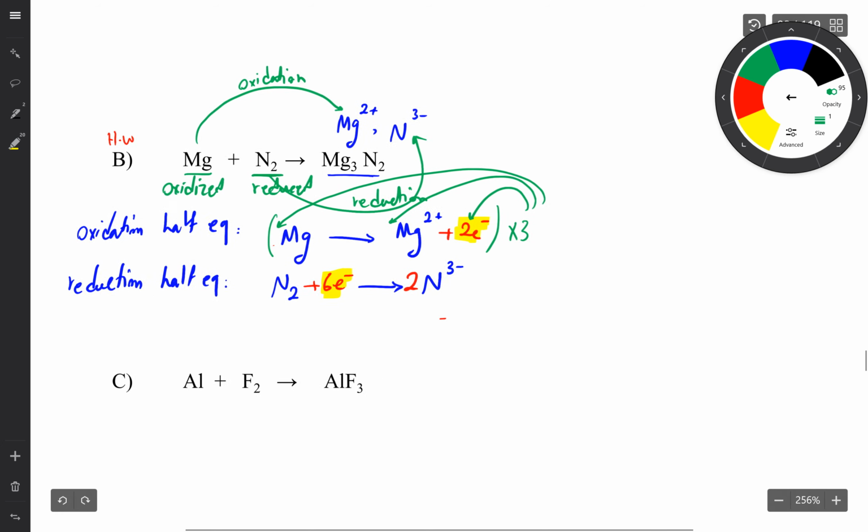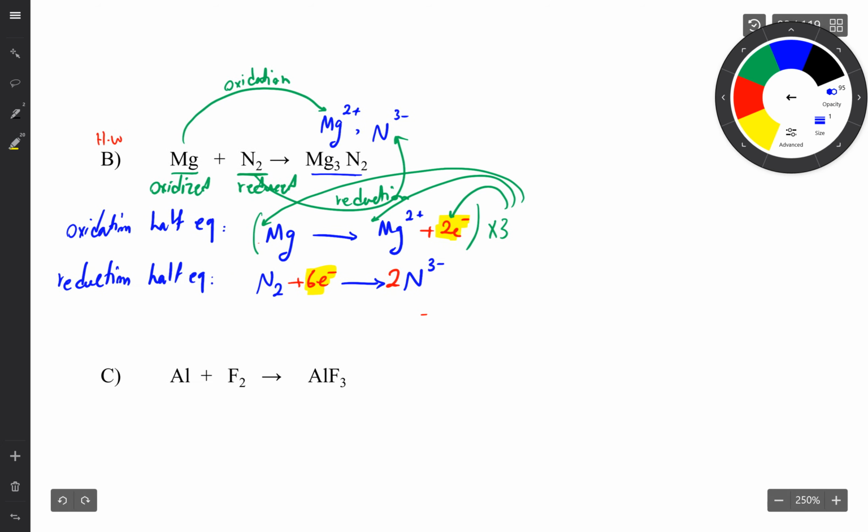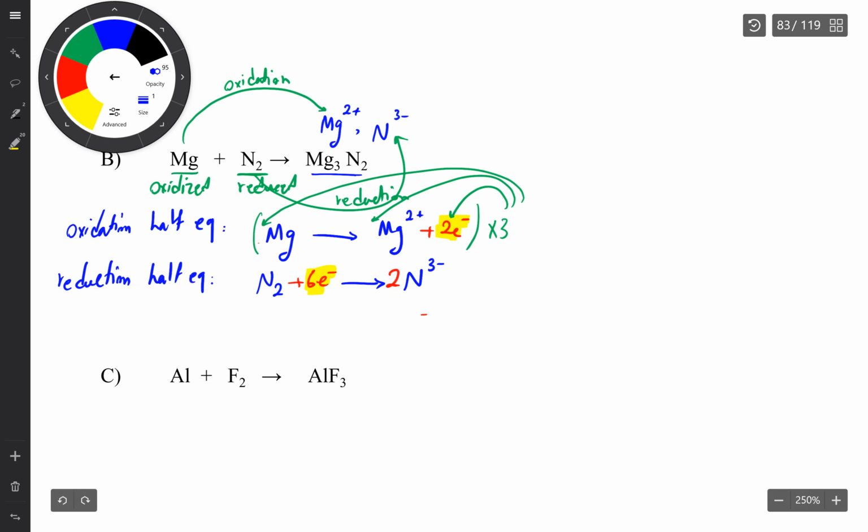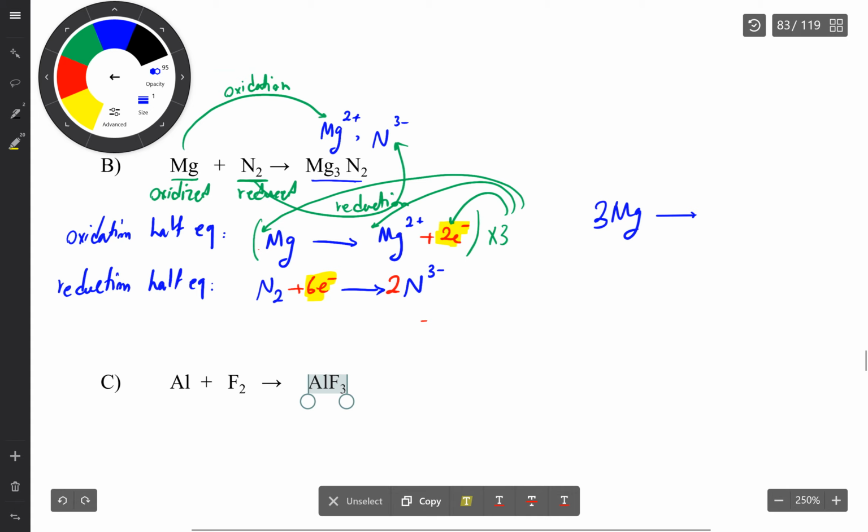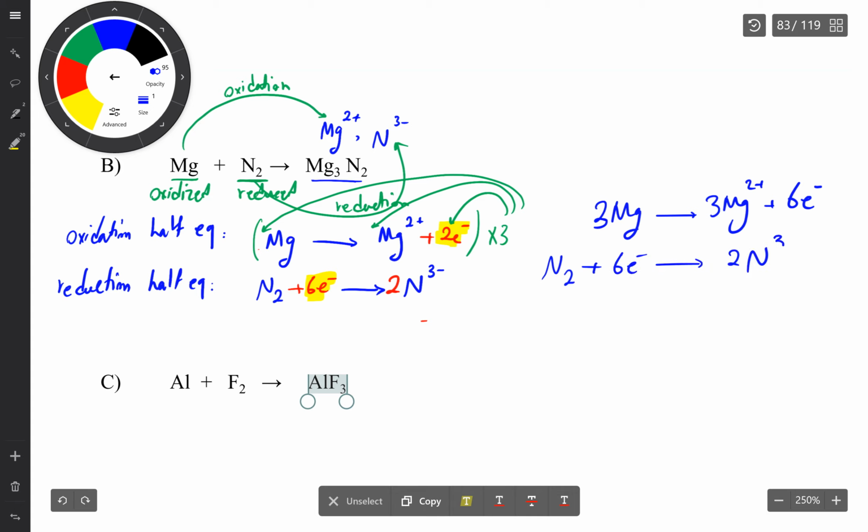So I rewrite these two half equations on the right side. For the oxidation half equation, I will have 3 magnesium atoms. It gives us, we are multiplying by 3, 3 magnesium ions plus 6 electrons. And for the reduction half equation, we just write it as it is because we have not multiplied it by any coefficient. So I just rewrite it here.